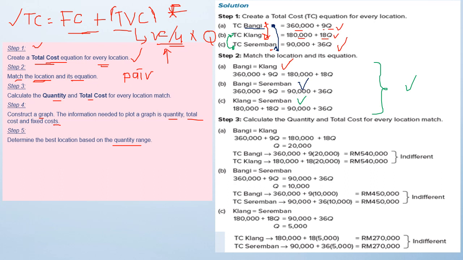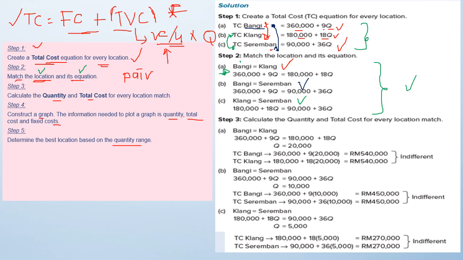Don't jumble up the sequence. Okay, follow the sequence correctly. So now we have matched the location. The next thing to do in step number 2 is to match the equation. Kita kena juga padankan ataupun matchkan the equation. So what we do here, look at the first match that we have done before. Bangi match with Kelang. So we just match the equation that we have completed earlier in step number 1.